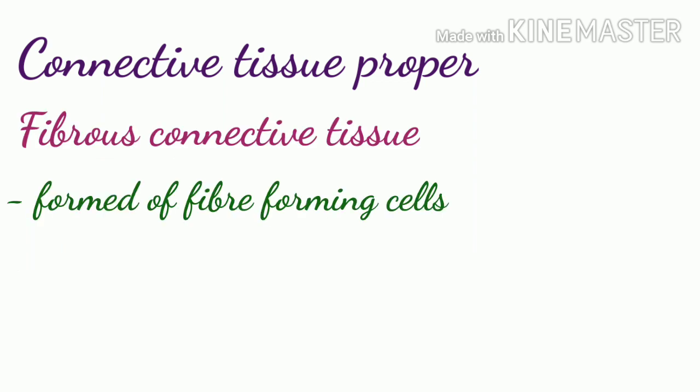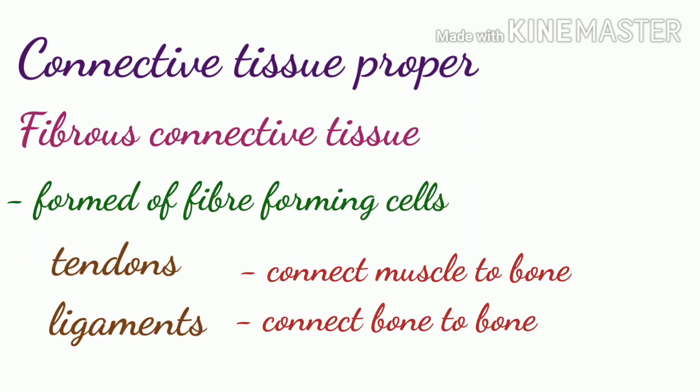And the third type, the fibrous connective tissue. It is mainly formed of fiber forming cells which form tendons. Tendons connect muscle to bone and also form ligaments which connect bone to bone.